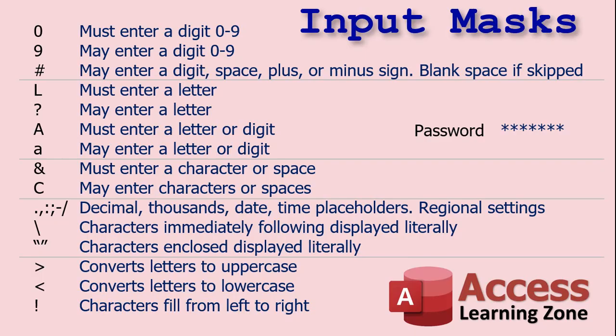So let's talk about all those other characters that are possibly in there. All right, so a 0 means you must enter a digit. 9 means you may enter a digit. The big difference there, whether you have to have it or you may have it. A pound sign means you may enter a digit, space, plus or minus sign. Blank space if it's skipped. All right, then we got letters. Capital L, you must enter a letter. Question mark is you may enter a letter. All right, capital A must enter a letter or digit. Lowercase a may enter a letter or digit. All right, then we got ampersand, must enter a character or a space. Capital C may enter characters or spaces.